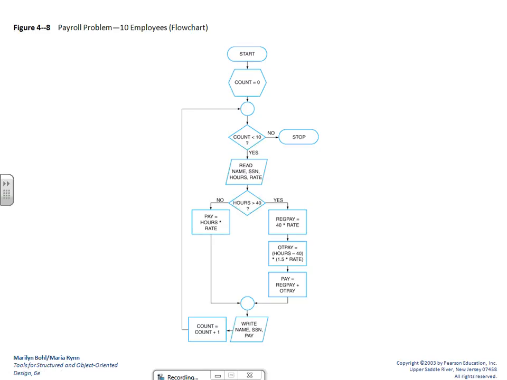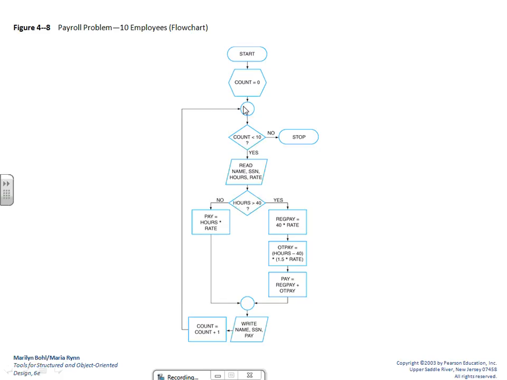So we're going to calculate the payroll. We're going to read name, social security, hours, and rate. If the hours is greater than 40, we have to calculate regular pay and overtime pay, and add these two to calculate the total pay. If there is no overtime, we just have a simple calculation, and we're going to write it. And we're going to add 1 to the count. So we are done with the first employee. Now we're going to go for the second one.